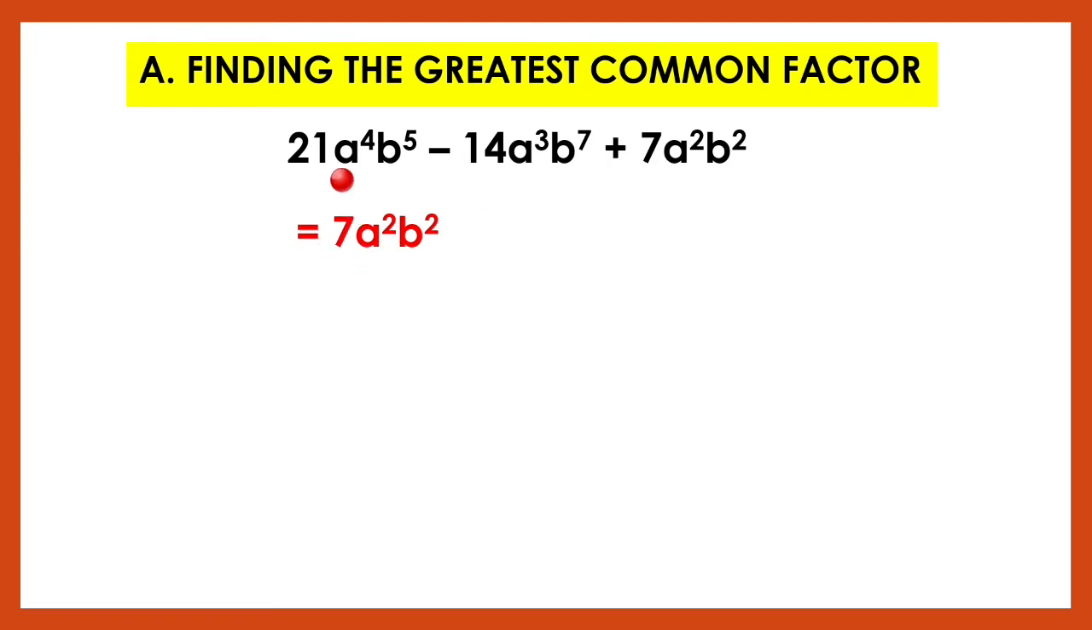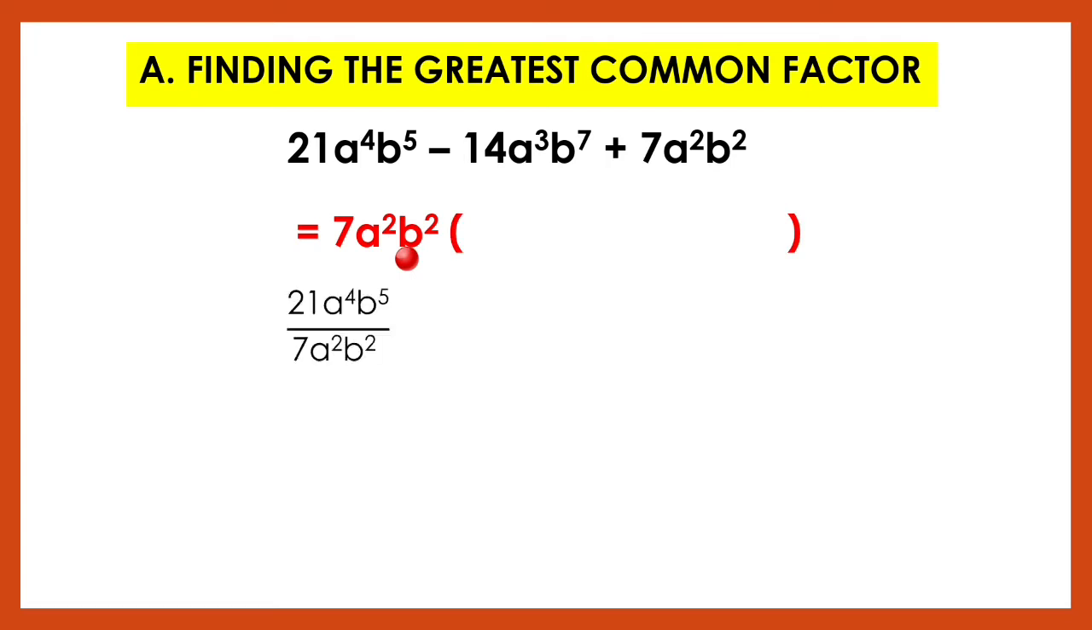And then, yung sa a, kukunin natin yung pinakamababang exponent. So, we have 4, 3, 2. So, yung 2 ang pinakamababa. So, we have a squared. Ganon din sa b. So, we have 5, 7, and 2. So, kukunin natin yung pinakamababang exponent which is 2. Then, divide the polynomials by greatest common factor.